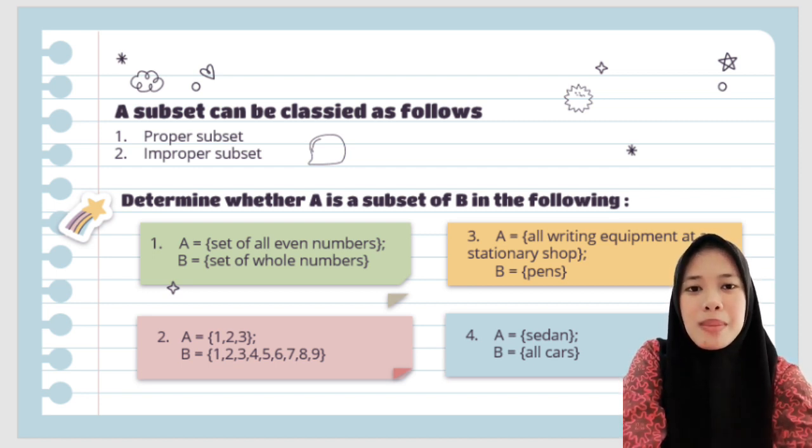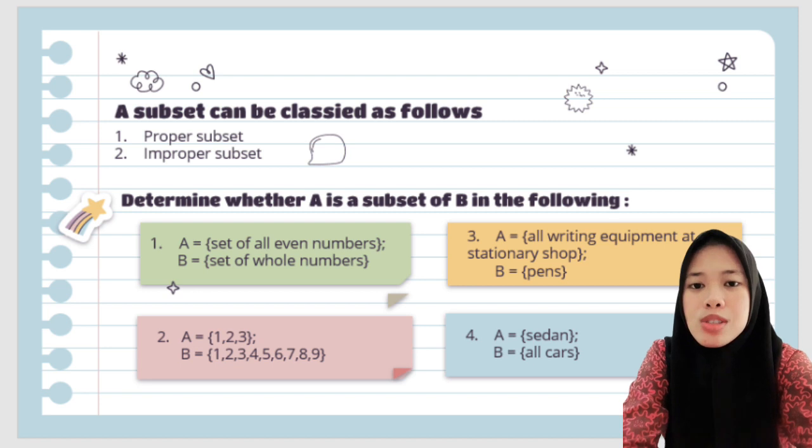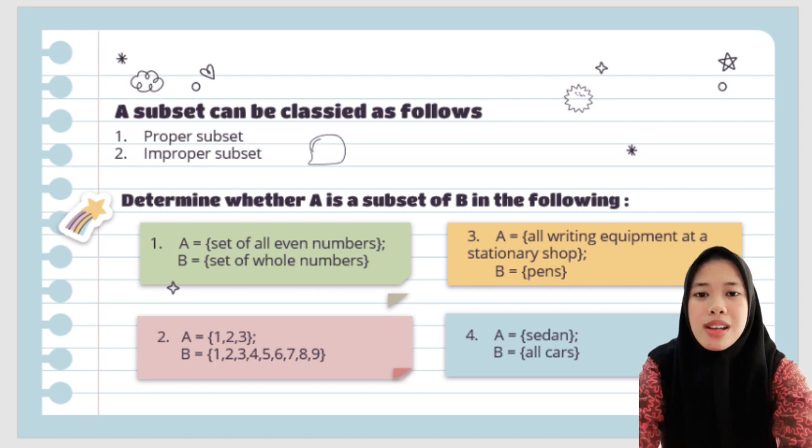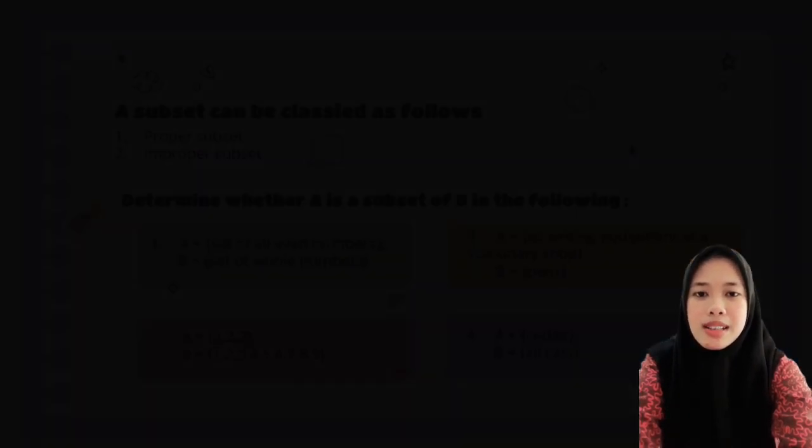Let's solve some examples of a subset. Determine whether A is a subset of B in the following. Number 1. Set A is equal to the set of all even numbers, and set B is equal to the set of whole numbers. Number 2. Set A is equal to {1, 2, 3}, and set B is equal to {1, 2, 3, 4, 5, 6, 7, 8, 9}. Number 3. Set A is equal to all writing equipment at a stationery shop, and set B is equal to pens. Number 4. Set A is equal to sedans, and set B is equal to all cars.